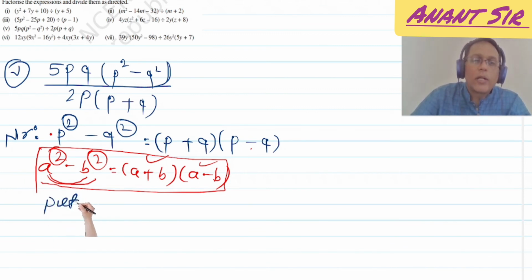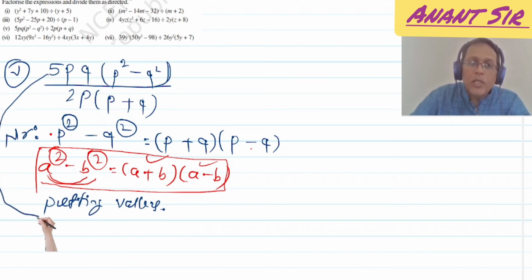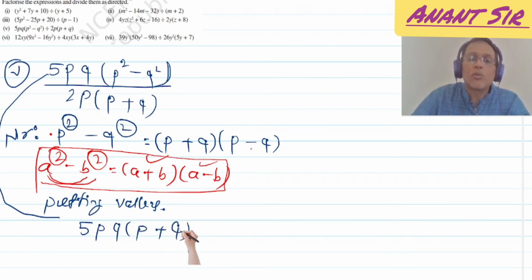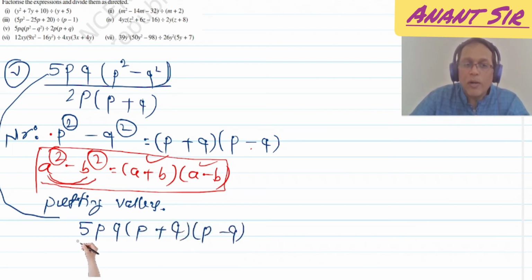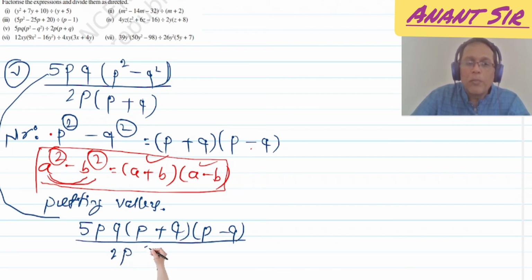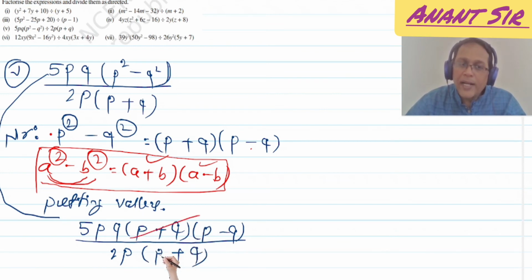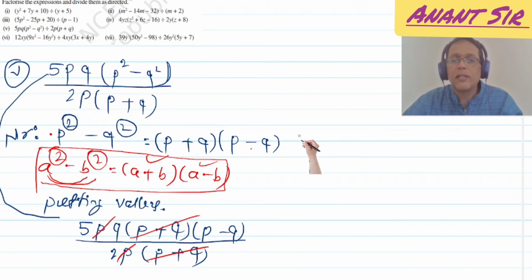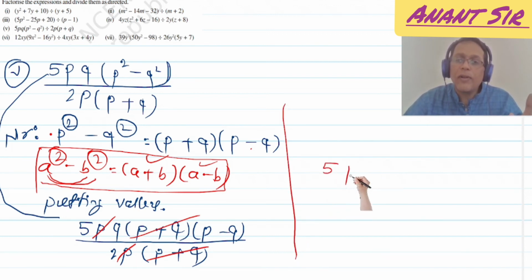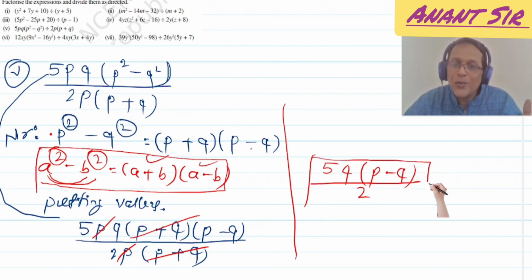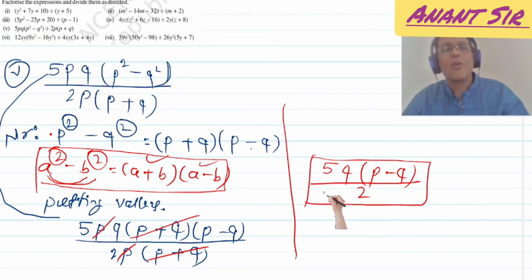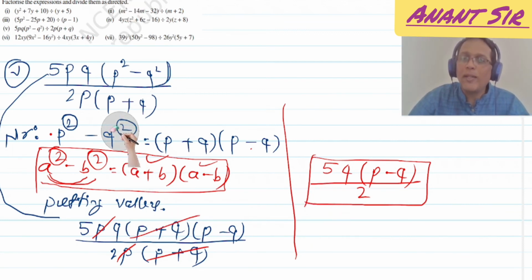So now I am going to put the values. In the numerator, this 5pq is going to be as it is. P square minus q square, we have solved it as (p plus q)(p minus q), and what is in the denominator now? 2p multiplied by p plus q. So now the p plus q bracket gets cancelled, p gets cancelled, and this is the final answer, friends: 5q into p minus q divided by 2. So friends, now only two questions are remaining. Let's see how to solve them.